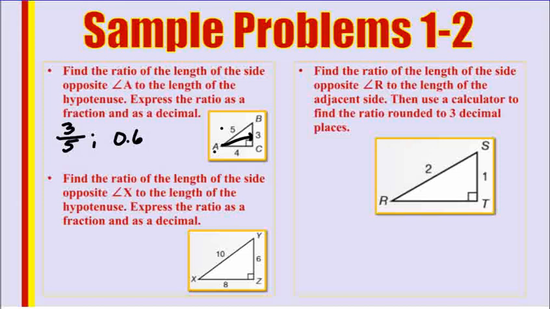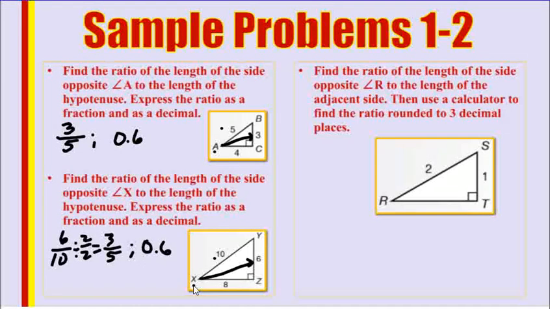Next one, find the ratio of the length of the side opposite angle X to the length of the hypotenuse. So X is here, opposite is 6, the hypotenuse is 10. It says write as a fraction and a decimal, and we should reduce our fraction, so I can divide this by 2/2, which will be 3/5, which will give us a decimal of 0.6.